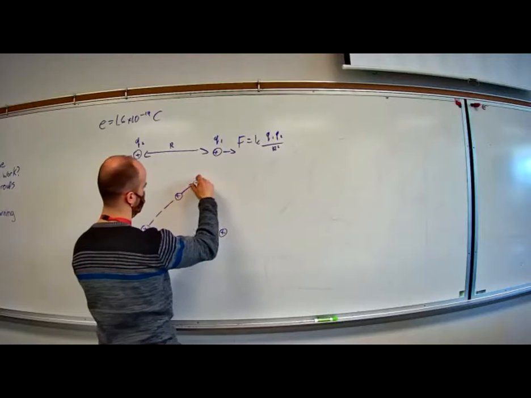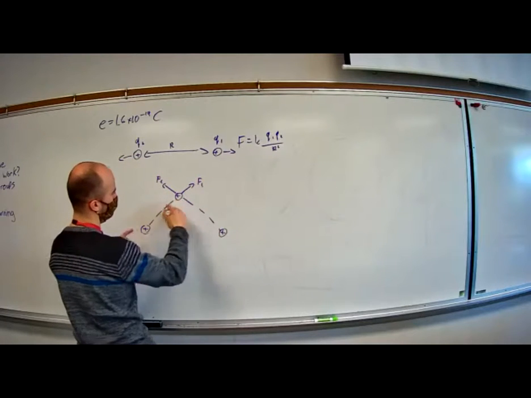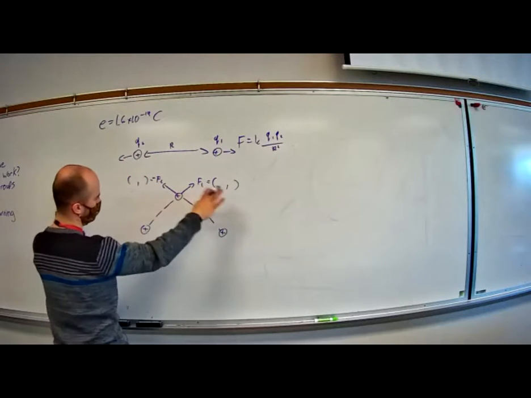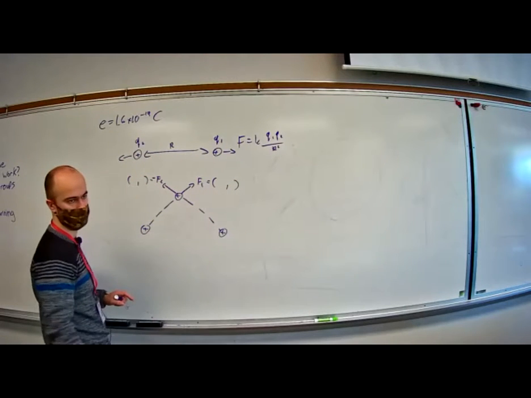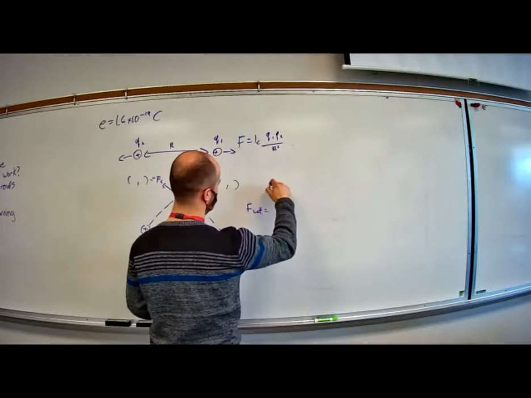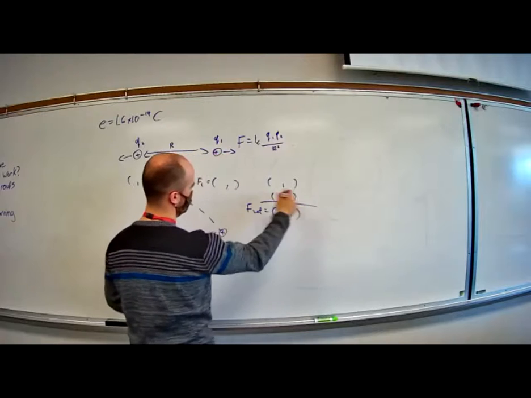Then what you would end up with is F1 and F2. You have to write out F1 in vector form, you have to write out F2 in vector form, and then you add them up to get Fnet. To find Fnet, you would do F1, F2, add them up to get Fnet, right?